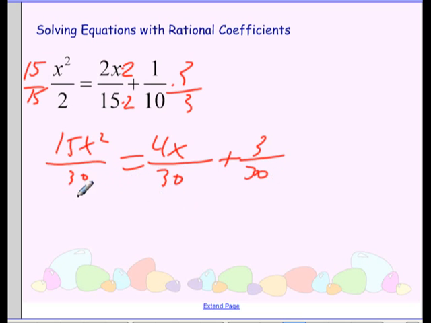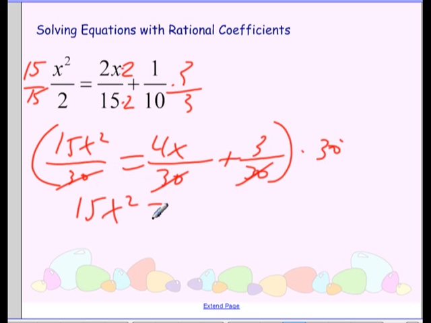And since everything's over 30, an easier way to think about this is if we just multiply everything by 30. What happens? The 30s just all go away. And so we're left with a quadratic equation, 15x squared equals 4x plus 3. And we can now solve that by factoring, quadratic formula, or completing the square. In this case, it's factorable.